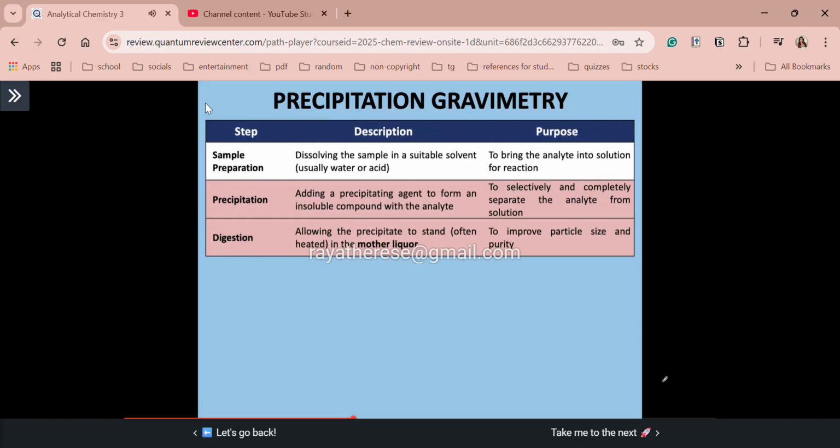So ito yung coming together ng mga nuclei ng precipitate natin. So they become larger. Okay, so kailangan ma-improve ang particle size and purity. Commonly, ito ay nag-range from several minutes to hours. Depende kasi kung ilang oras ang kailangan na digestion para sa sample ninyo.